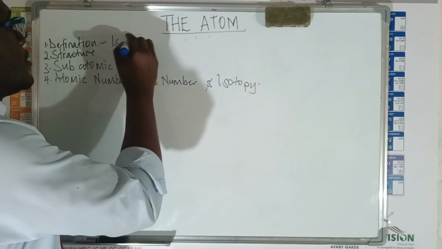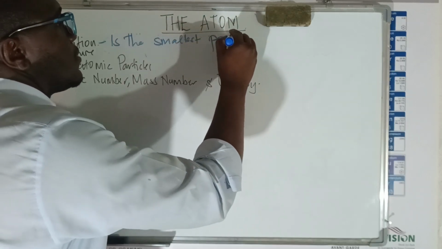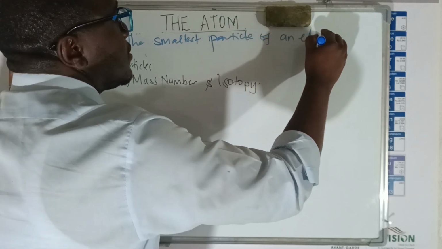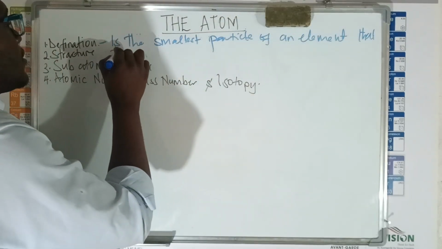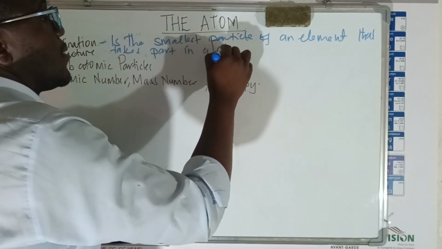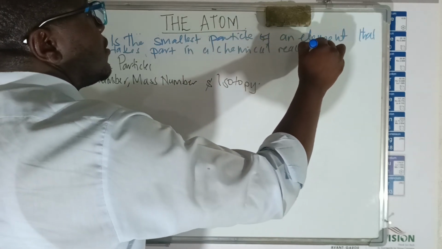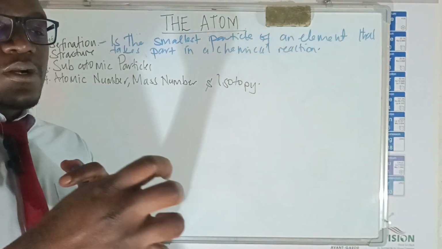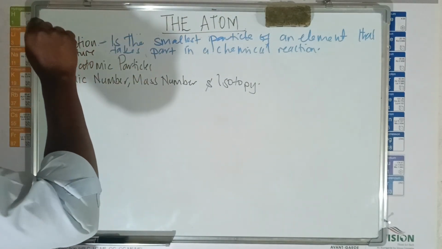Is the smallest particle of an element that takes part in a chemical reaction. Now, it is the atoms that react. It is the atoms that knock each other in a reaction to form new products. So that one gives us the definition of an atom.